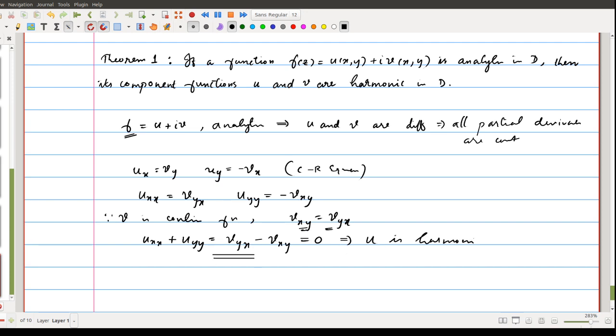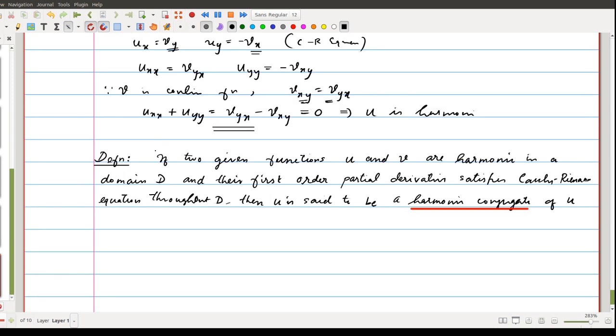Similarly, you can prove it for the other component v, by choosing vy from this and vx from this. So the same equation holds for v as well. So we showed that the components of analytic functions are always harmonic.